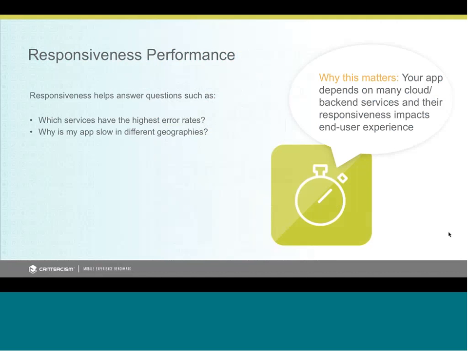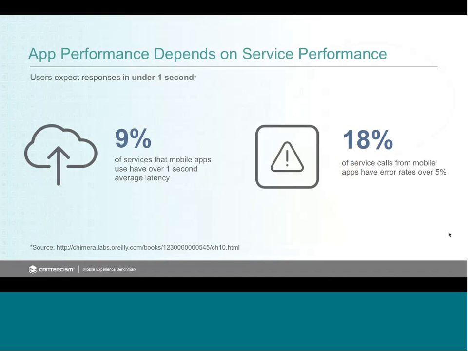By this I mean the responsiveness, the latency, the error rates associated with the cloud services or the back-end services that your application depends on. And like I said, we see about 5 or 6 on average being used by apps today. This ultimately impacts the end user performance. So you want to understand which services have the highest error rates, and how is my app going to perform in different locations. So let's start off with the high-level perspective, which is just raw service performance from a latency or error rate standpoint.